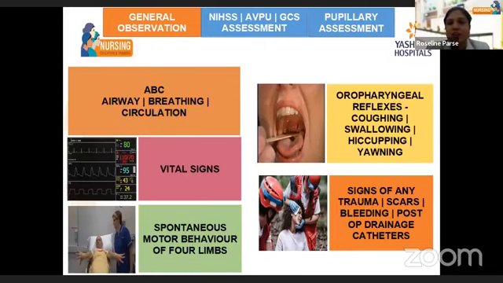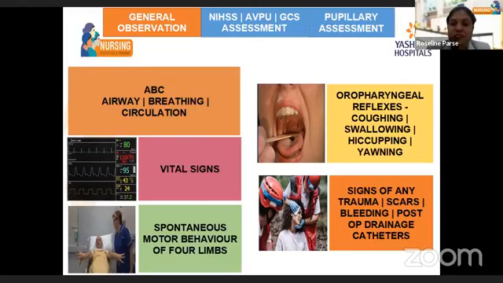Then vital signs are the vital component of any assessment. Spontaneous motor behavior of all the four limbs. When we talk about motor response, we see if there is proper coordination, we see the gait and balance. Okay, we also see the bilateral symmetry, whether the patient is moving both sides or both limbs symmetrically or not. Then we talk about oropharyngeal reflexes like coughing reflex, swallowing, hiccuping, yawning. Then also we see any signs of trauma, an external scar, bleeding, or post-op drainage and catheters.